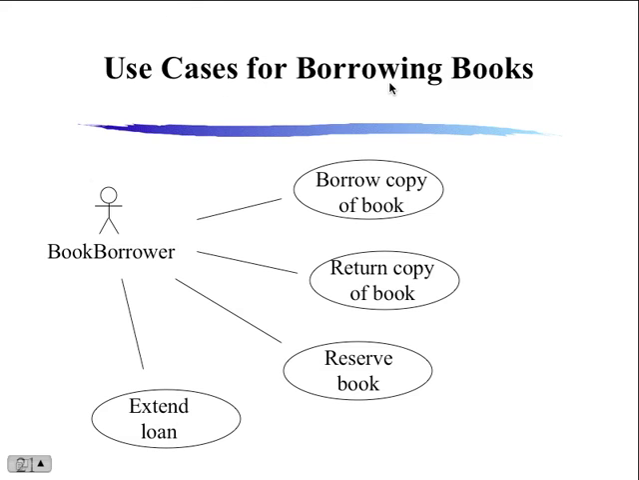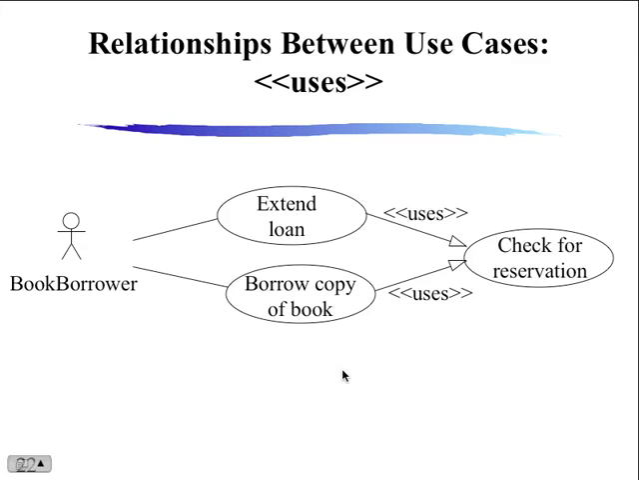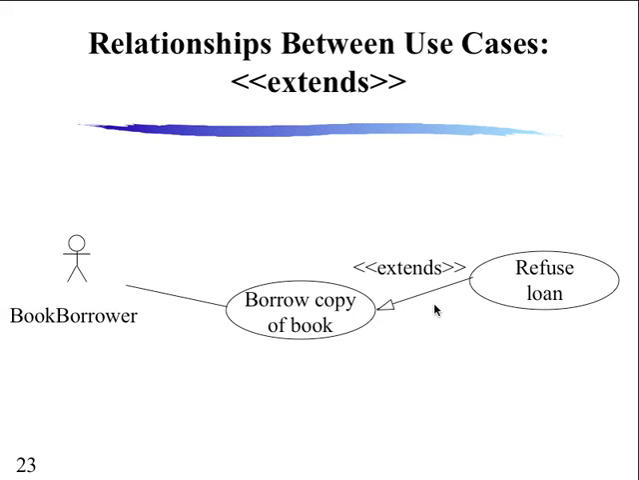So here's the use case of the borrowing of a book, where we have a book borrower who's going to extend a loan and borrow copies of books, essentially. Relationship between use cases here with the uses relationship. The book borrower extends a loan and uses a check for reservation. Uses this, so we can put uses in there. And we're basically looking at kind of a hybrid use case scenario and entity relationship diagram. Think about it. But we're not showing relationships, we're showing associations. And then we have the extends, where we have the activity of the borrow copy of book that is extended by a refuse loan.